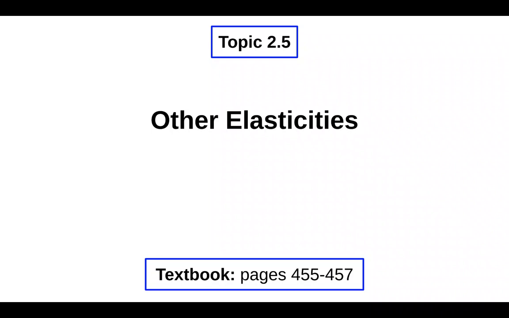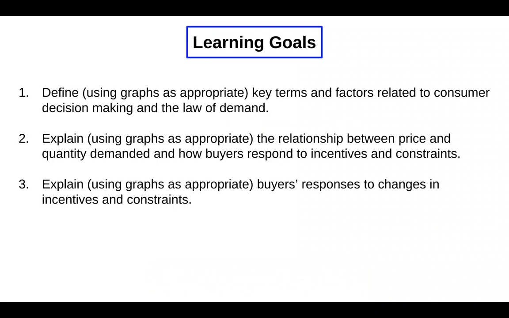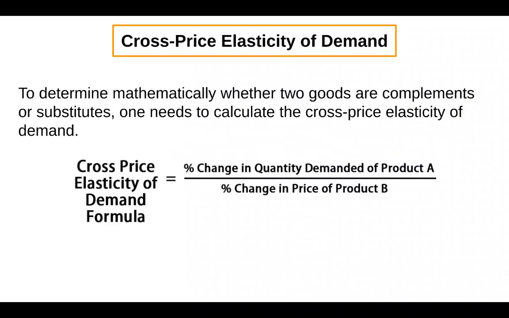This would be pages 455 to 457 in your textbook. And so basically, we're finishing up with elasticity here. We've talked a lot about elasticity. We have two more elasticities related to demand. And so the first one I want to talk about is the cross price elasticity of demand.